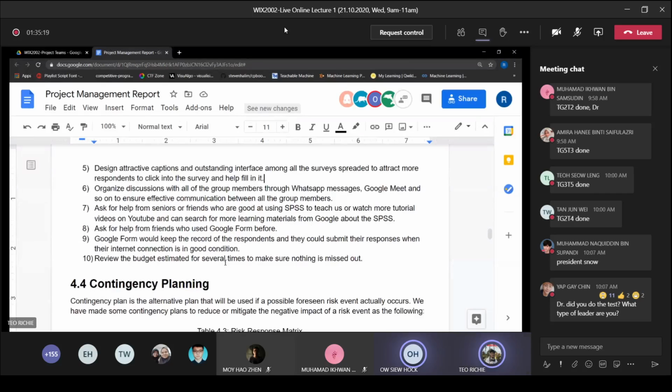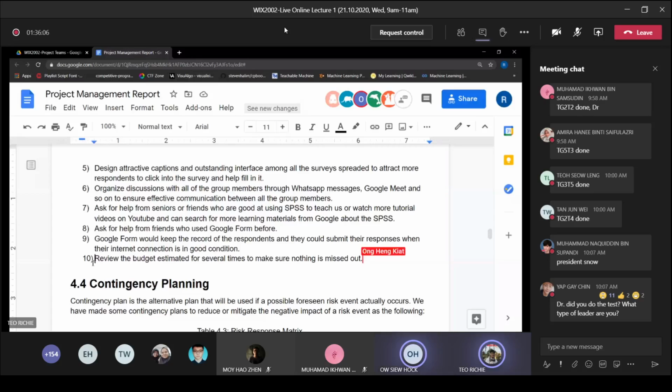Review the budget estimated several times to make sure nothing is missed. So after you review, what do you do? If nothing's missed out, I guess it's okay. But as we can see, this is only a potential risk. If something was missed out, or if there are any sudden changes that we must make, we have to change the budget estimation, I guess. But for now, this hasn't happened yet. But you cannot review and then simply change the budget. I see.